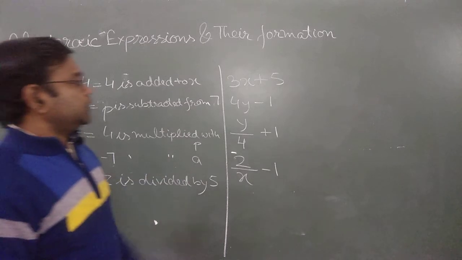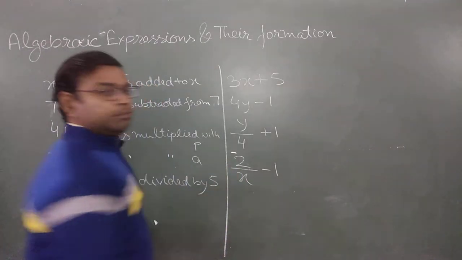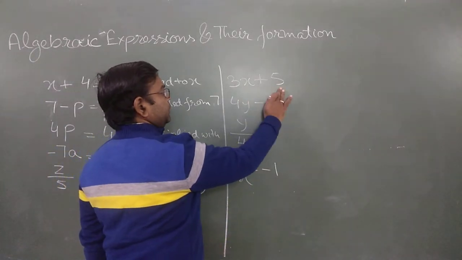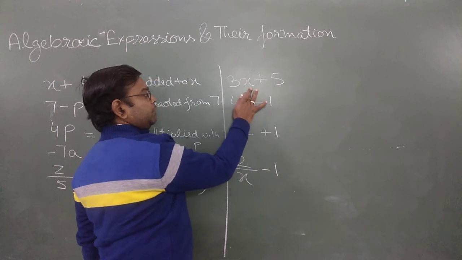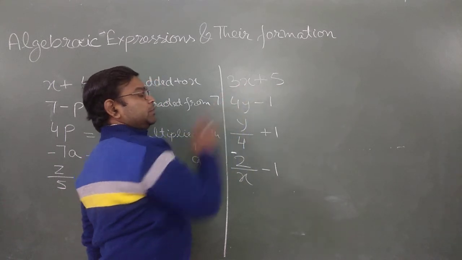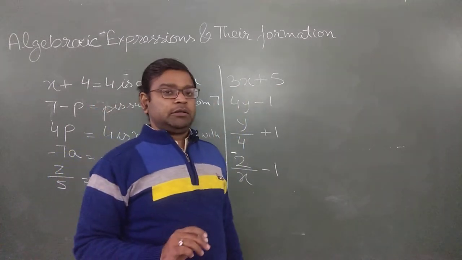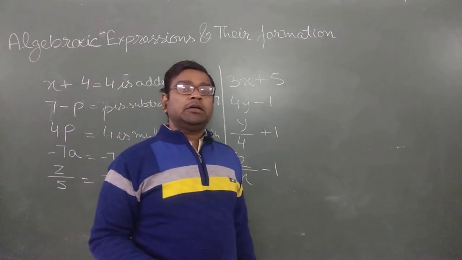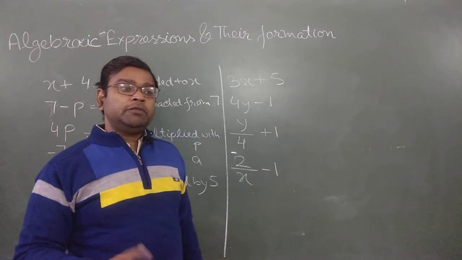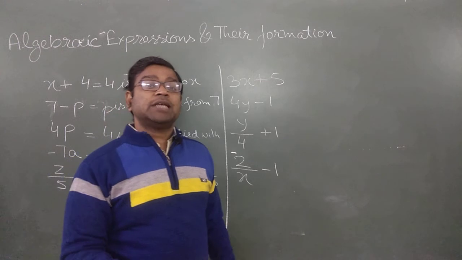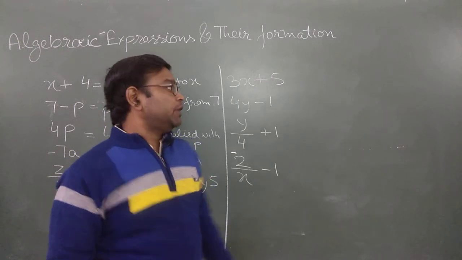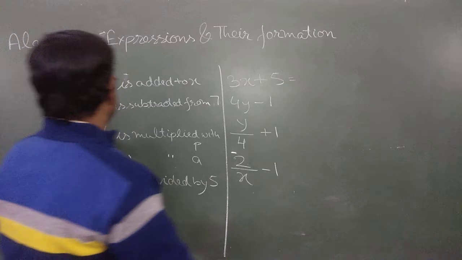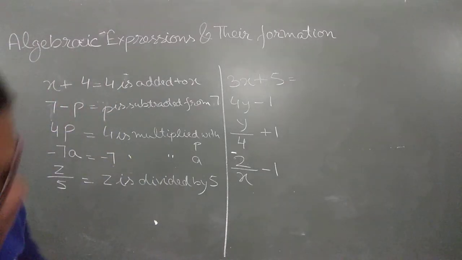Now come to this part. This is a little bit more complex than the previous one. In this case, what do we have? 3x plus 5. In between the number and the variable, no sign is there. It means there is a multiply sign. So 3 times x is added with 5, or you can say 5 is added to 3 times x. And there is no space, so I am going to write at this side. Let me rub the board.